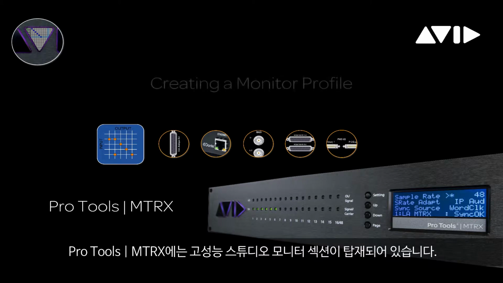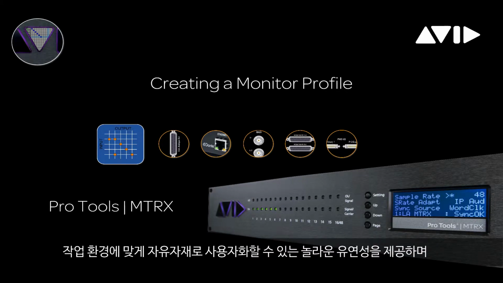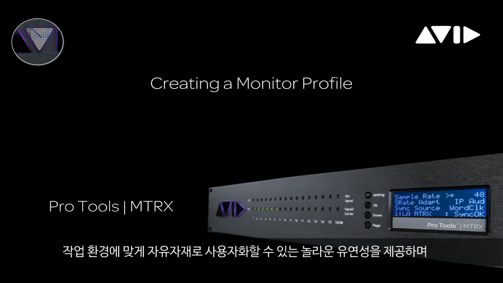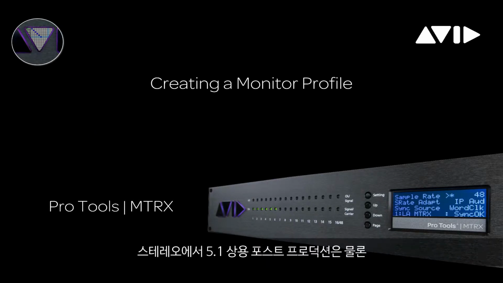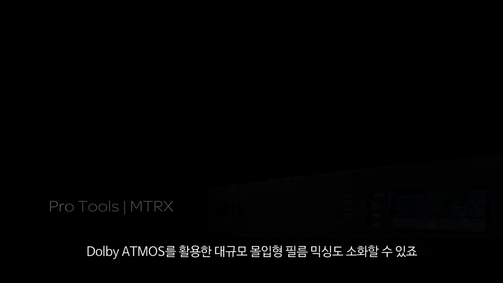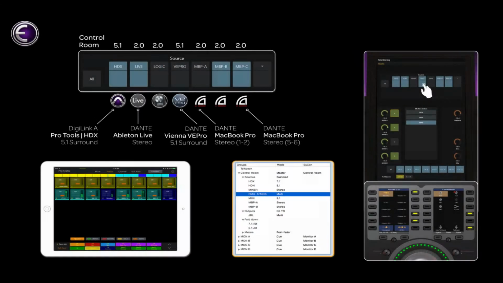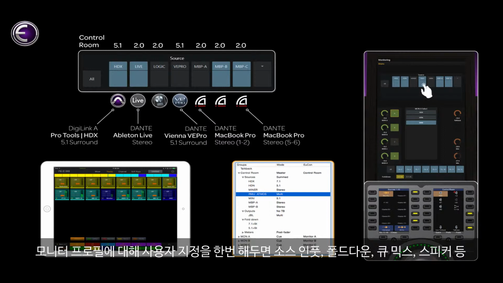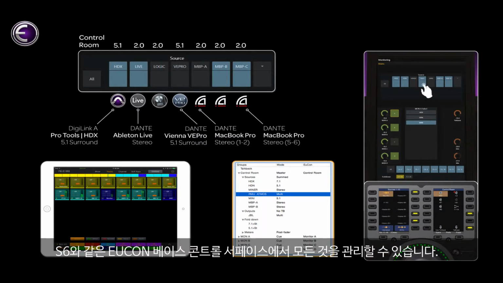The Pro Tools Matrix features an incredibly powerful studio monitor section, which can be customized to provide ultimate flexibility, optimized for the way you work. From stereo music to 5.1 commercial post, all the way up to large-scale immersive film mixing with Dolby Atmos. Once the monitor profile has been customized, it's simple to manage source inputs, fold downs, cue mixes, and speakers directly from a EuCon-based control surface like the S6.